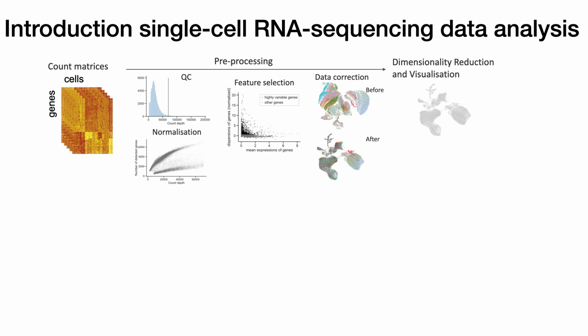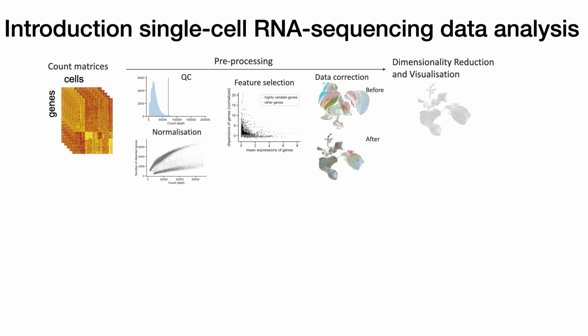Okay, once we've done the pre-processing, we end up with a gray map. So this is a two-dimensional representation of our data. So we went from 30,000 dimensions to 2. So we boiled down all the information that is in our count matrix to 2D.